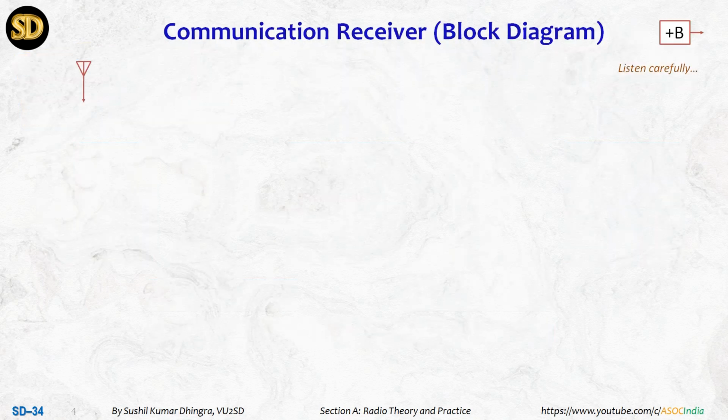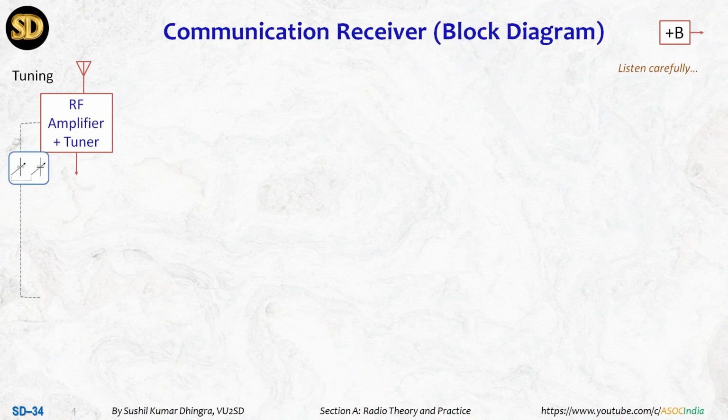First, antenna. The function of the antenna is to receive the electromagnetic wave from the ionosphere and convert it to electrical waves, and vice versa for a transmitter. Second stage is the RF amplifier plus tuner. The RF amplifier will amplify the RF signals. This tuner will select the desired channel, frequency and band, and at the same time we need a local oscillator.